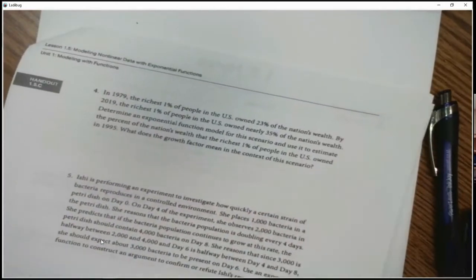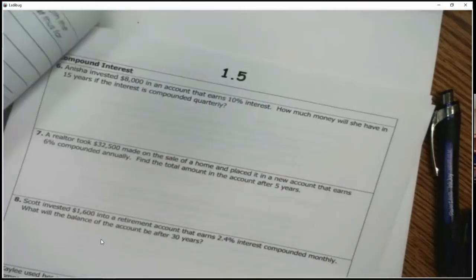We do have more practice problems. All right, more practice problems. All right, we're going to do compound interest. And I think that's the last thing we're covering today. Compound interest.